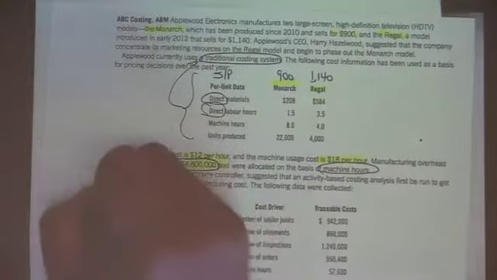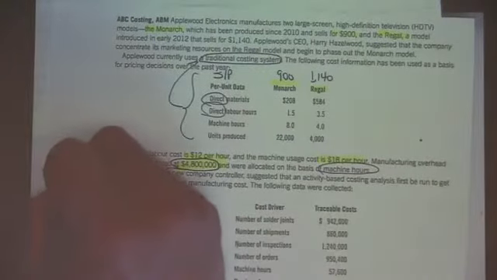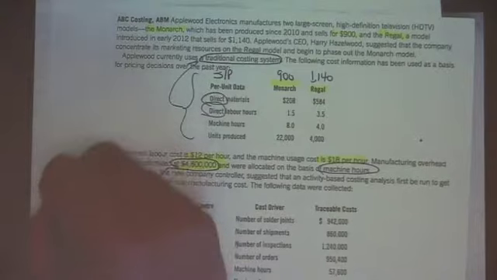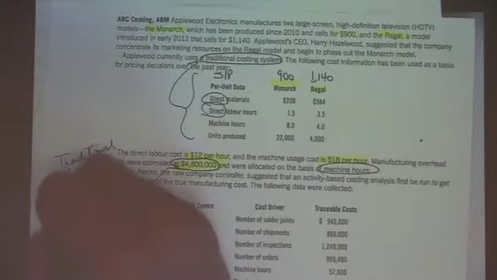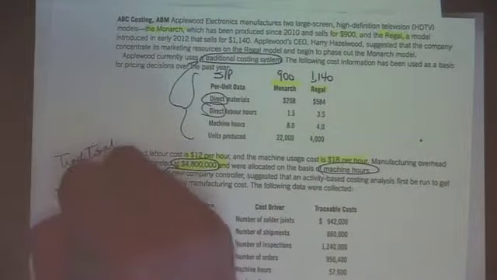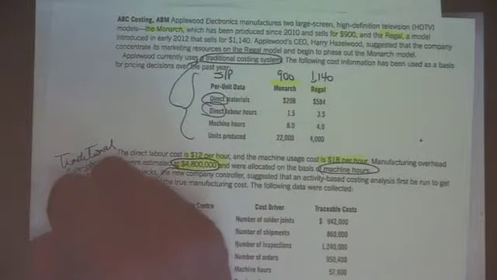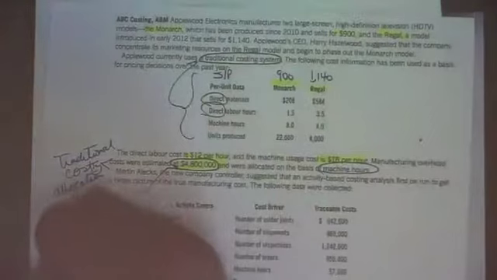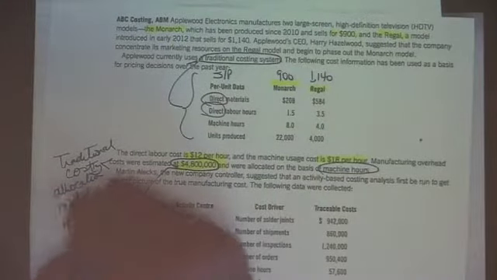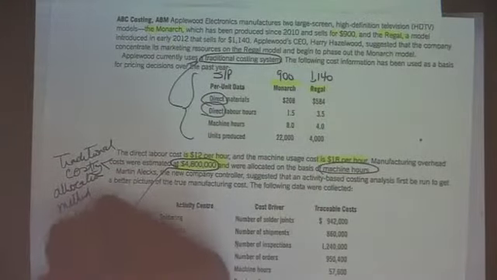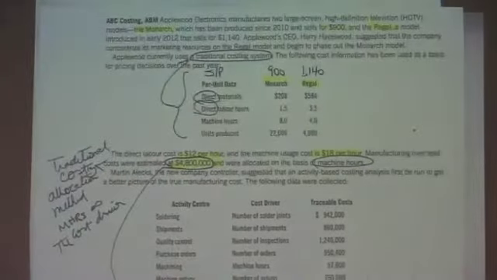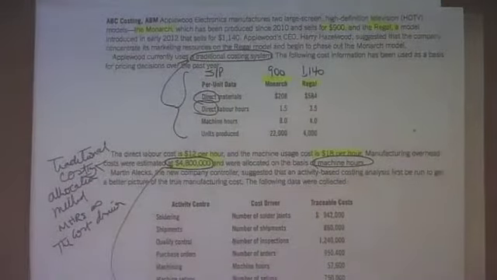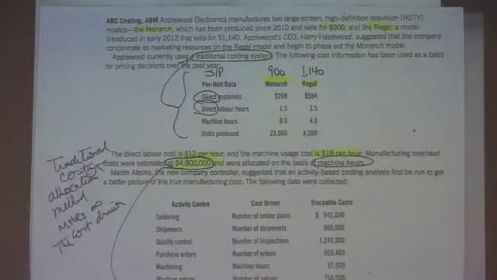So this is a traditional costing method or allocation method using machine hours as the cost driver. So it's good to make a marginal note to understand what exactly this question is.